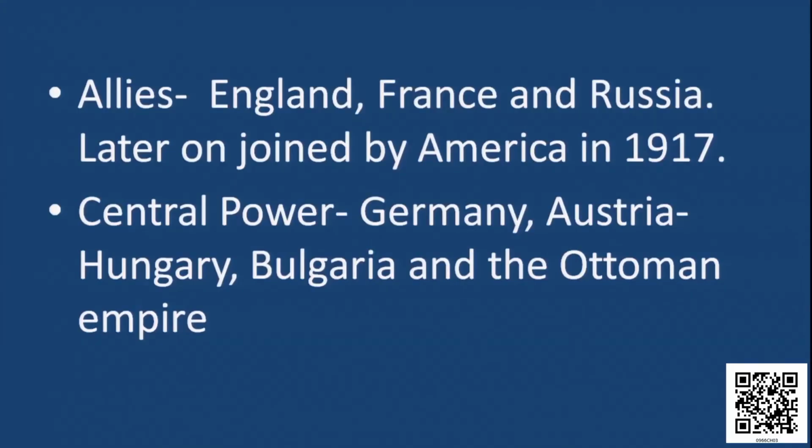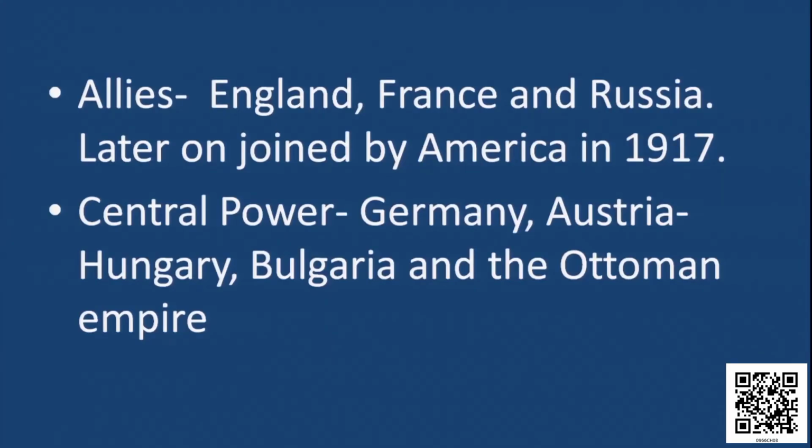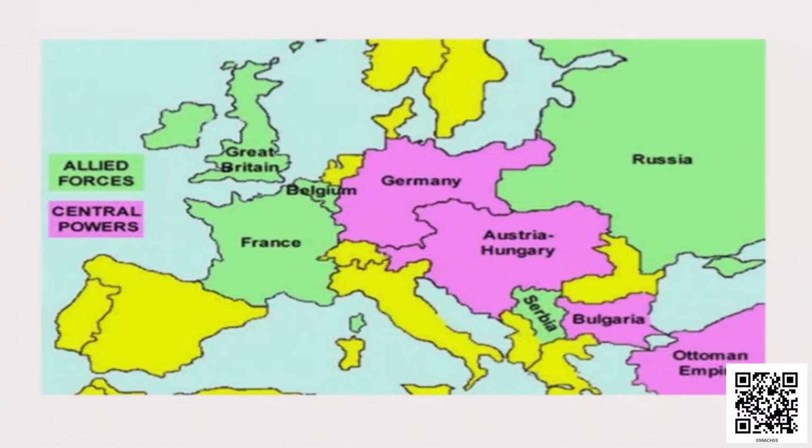Here, two powerful groups were there during the period of 1914. The Allies group: England, France, Russia, and later on it was joined by America in 1917. With the joining of America, the Allies became stronger. And the Central Powers: Germany, Austria-Hungary, Bulgaria, and the Ottoman Empire. World War I was between these two groups. You see, Germany, Austria, Hungary, Bulgaria, and the Ottoman Empire come under the Central Powers, whereas France, Great Britain, and Russia come under the Allied forces.